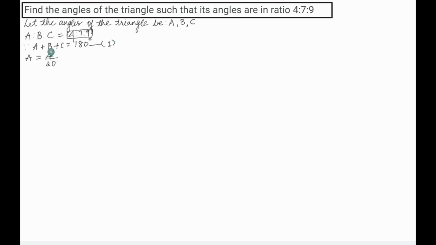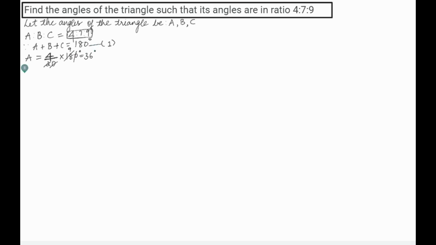So let us find our first angle. Angle A is, when we take A's part divided by the whole of the given ratio, times 180 degrees, we get angle A. So 0 and 0 cancel out each other. 2 into 9 is 18. 4 into 9 is 36. So angle A is 36 degrees.